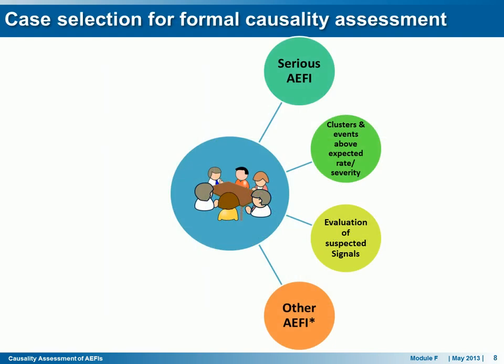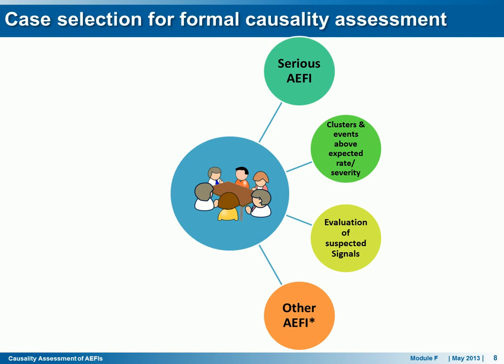Now, before we go into the formal causality assessment, first of all, we need to choose the cases. Which are the cases we are supposed to select for formal causality assessment? Do we take all the AEFI cases which are reported, or do we have to select certain cases? It is important for us to identify and select only specific cases for causality assessment, and it is not necessary to do causality assessment for all cases which are reported.